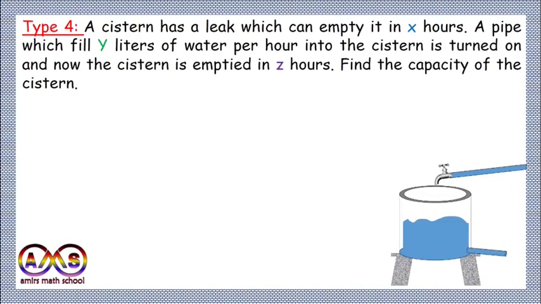Now, type 4. A cistern has a leak which can empty it in X hours. A pipe which fills Y liters of water per hour into the cistern is turned on, and now the cistern is empty in Z hours. Find the capacity of the cistern. So in this type of problem, we are going to find the volume of the cistern. Let the volume of the cistern be V.